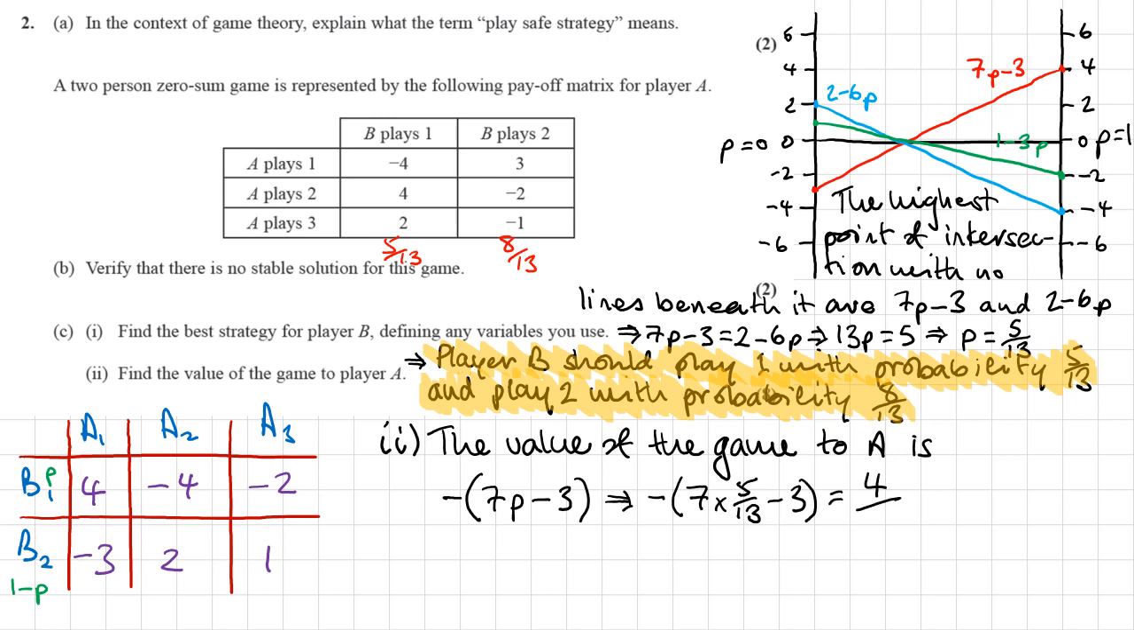If we didn't put the minus in, we would have got the value of the game to B, which would have been negative 4 over 13. Now if I had used 2 minus 6P in here instead, I would have got the same result.